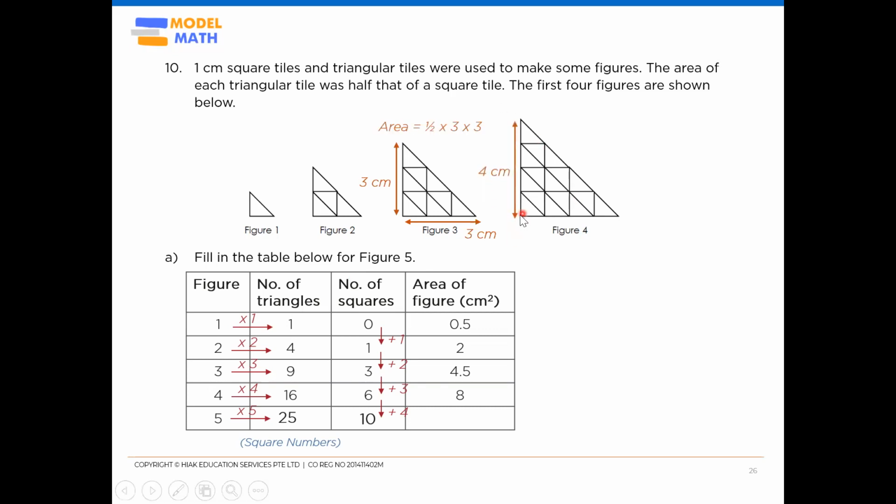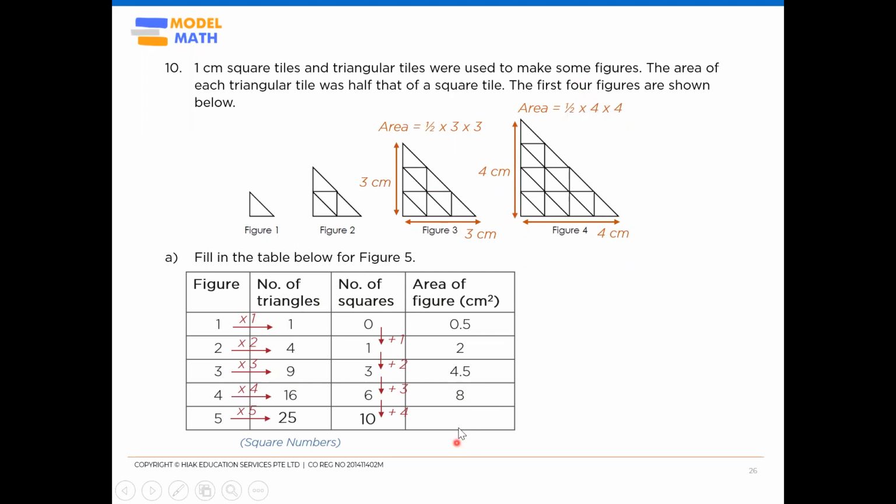4 cm here, height, 4 cm base. So again, half times 4 times 4 will actually give us an 8 cm square here. All right, so notice the pattern is, it's actually half times the figure number times the figure number. Same for this, half times figure number times figure number.